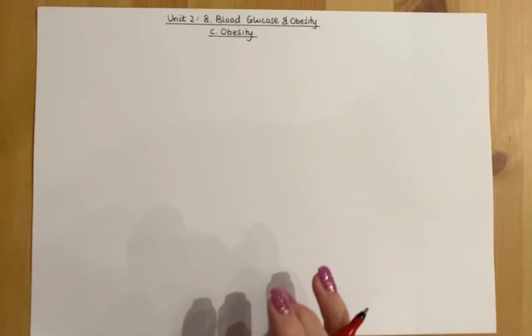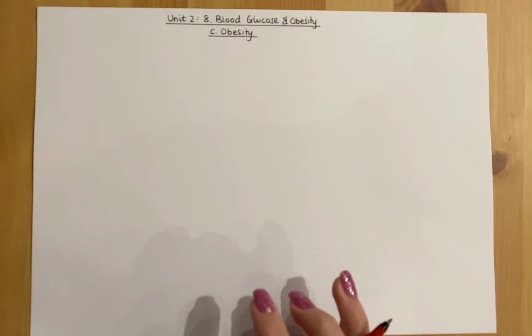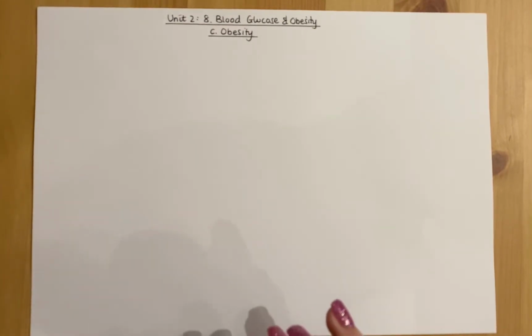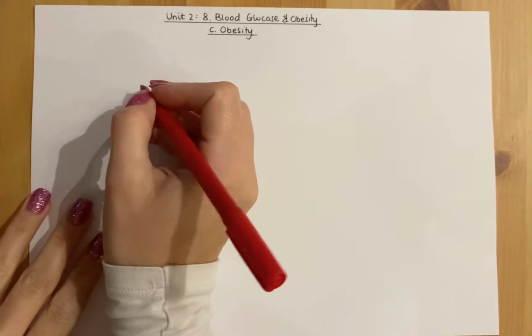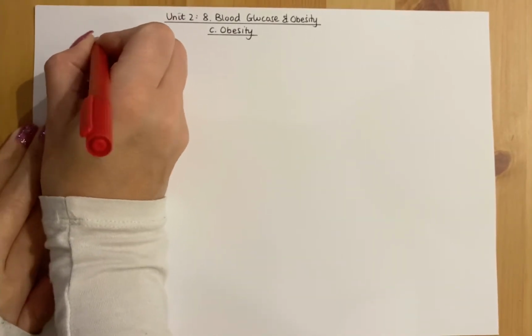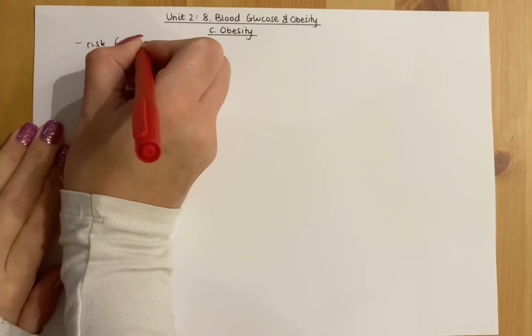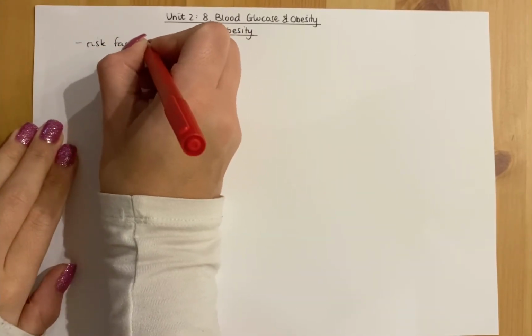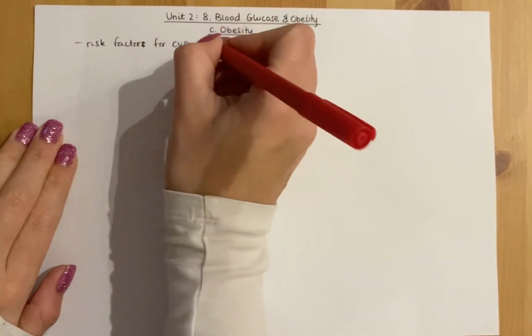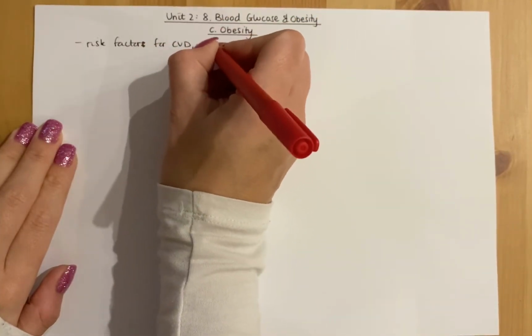This is the final video for Unit 2. It will cover the last part of cardiovascular disease, which is the obesity section of blood glucose and obesity. So obesity is related to all the things I've been talking about before. It's a major risk factor for all the previous parts. So it's a risk factor for cardiovascular disease, and for type 2 diabetes in particular.